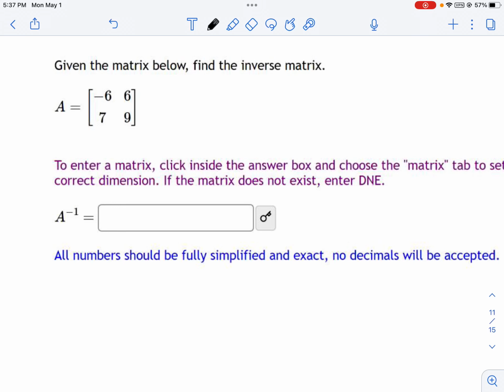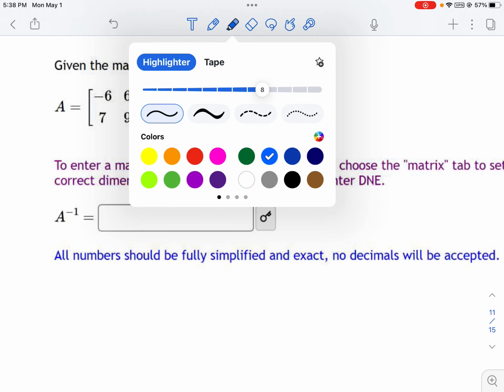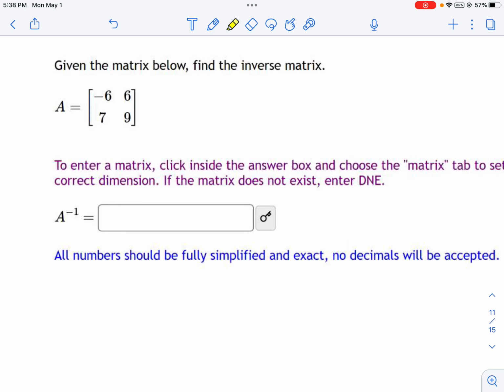So given the matrix below, find the inverse matrix. Looking at this, all we really have to worry about is a couple of things. First off, we have to make sure that the inverse even exists for this matrix. And how we do that is we take the determinant of the matrix.